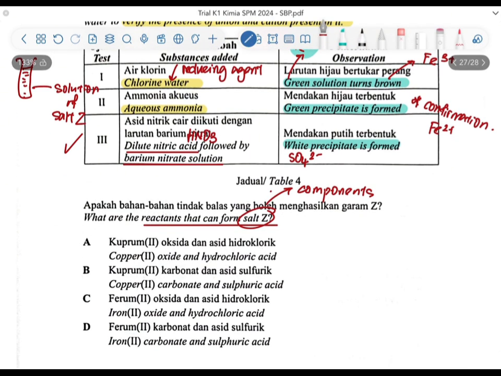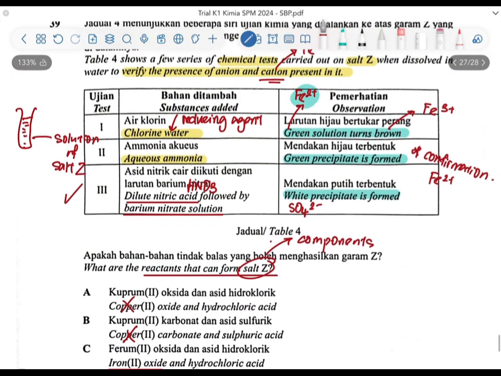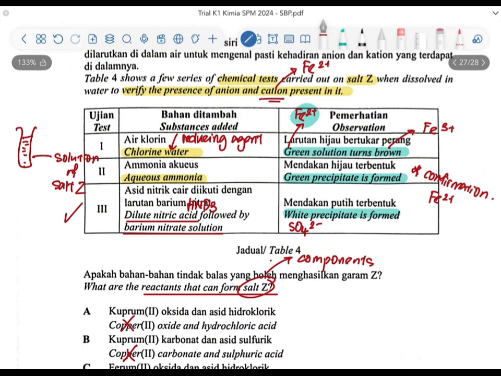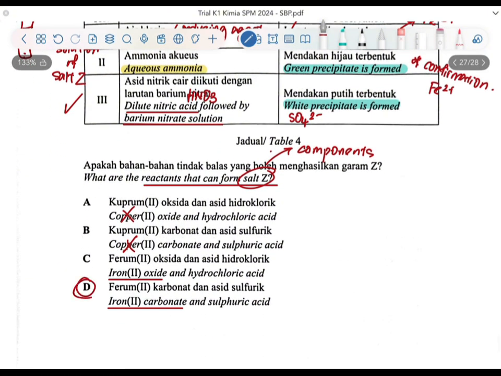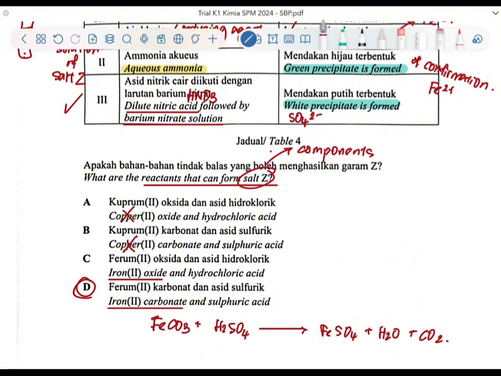So among A, B, C, and D, A is not possible because it is not green color in the solution. So the only answers we have are the iron 2 oxide and iron 2 carbonate. And since we already get the cation, which is the Fe2 plus, and the anion is actually the sulfate ion, the only option that we have is D, which is the iron 2 carbonate reacts with the sulfuric acid. It will form iron 2 sulfate with the water and the carbon dioxide. So this is our answer.